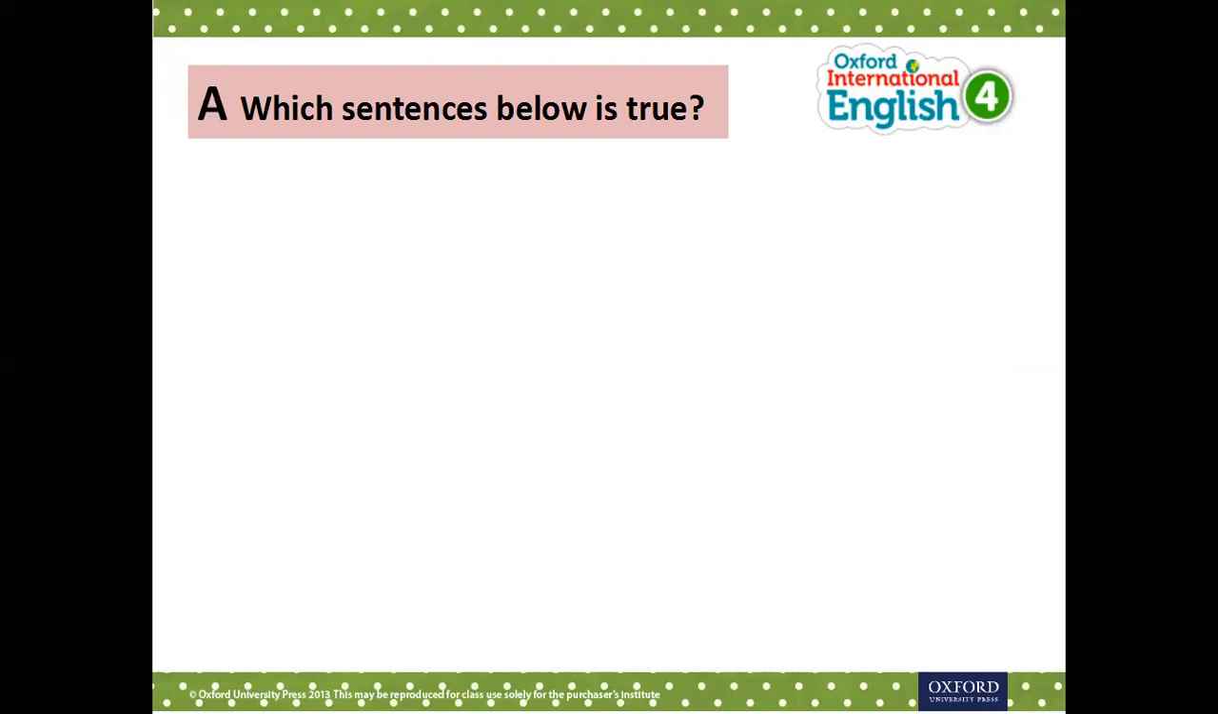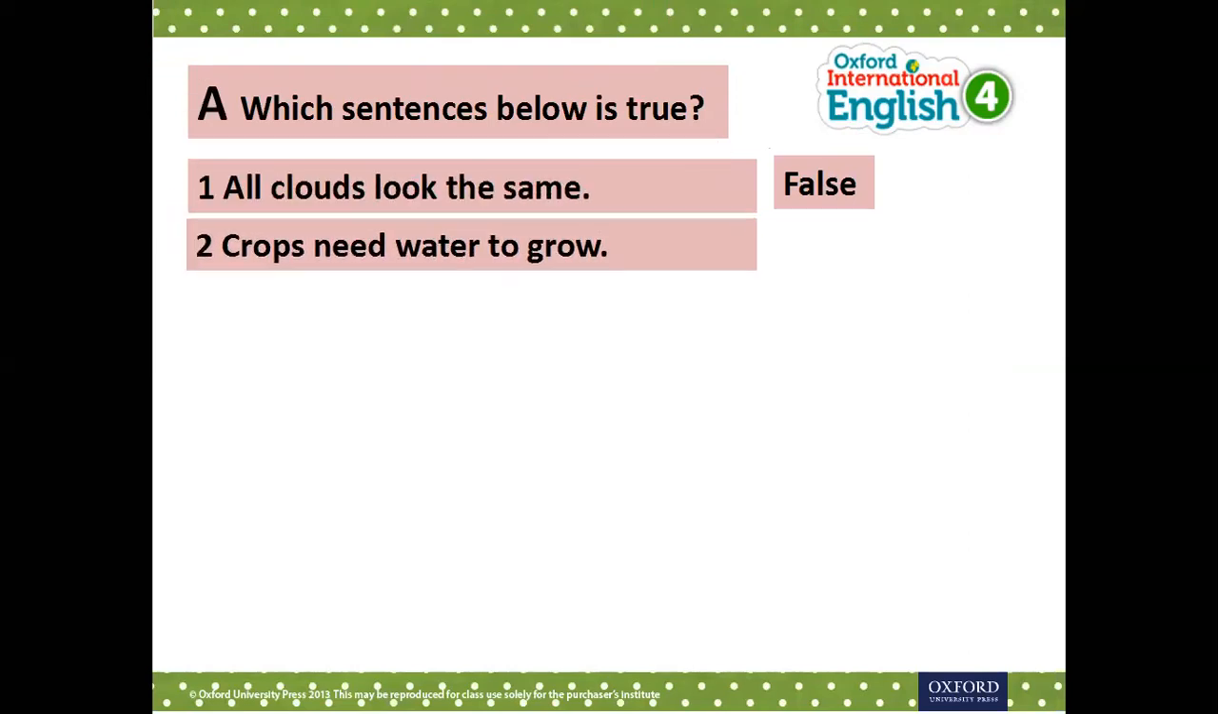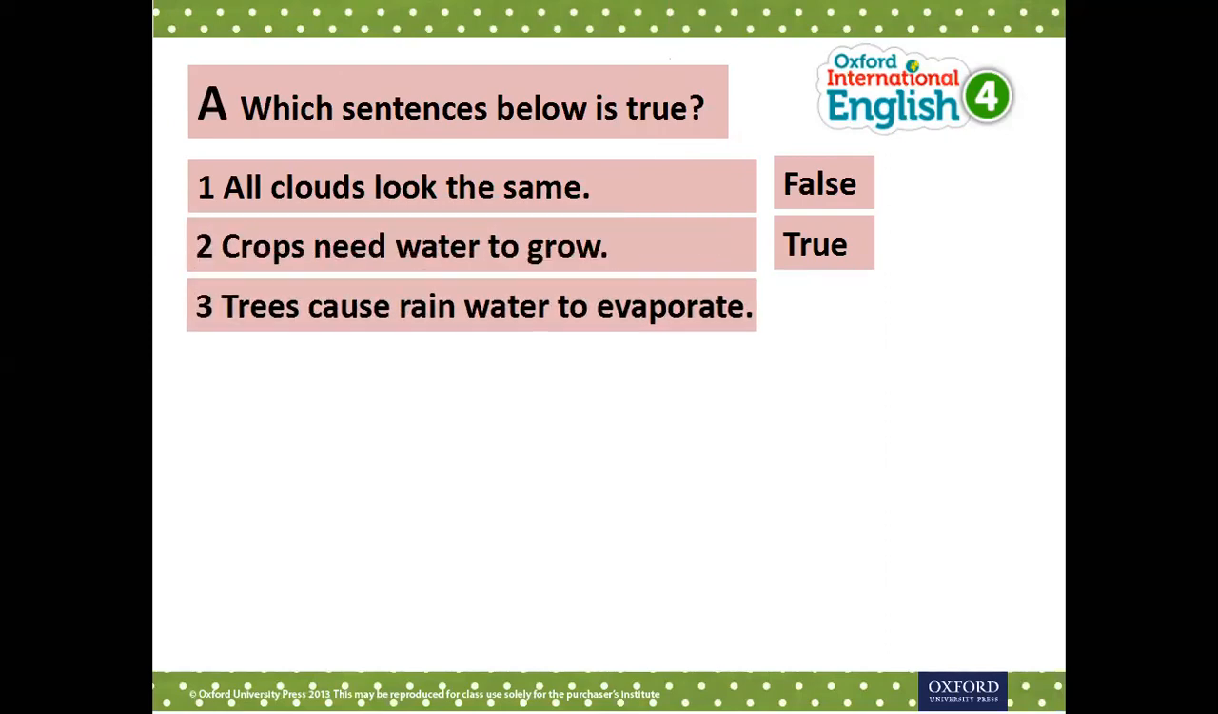So A, here we have three sentences. Which sentence below is true? The first one, all clouds look the same. Is it true or false? False. That's correct. All clouds don't look the same, so it's false. Number two, crops need water to grow. Is it true or false? True. That's correct. Number three, trees cause rain water to evaporate. Is it true or false? False. That's correct. So copy it down.